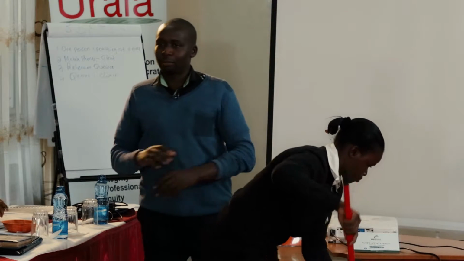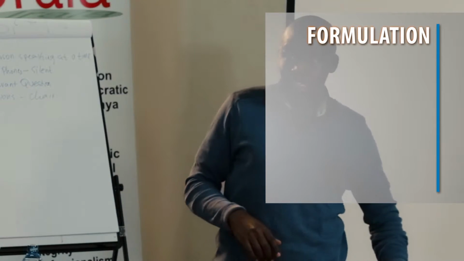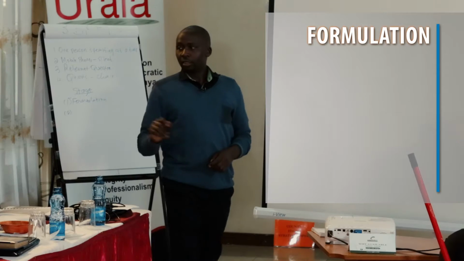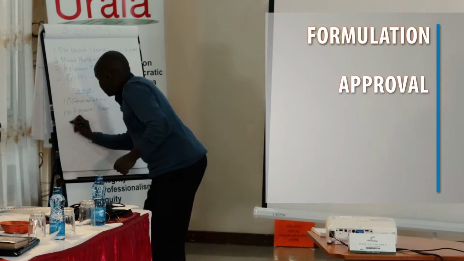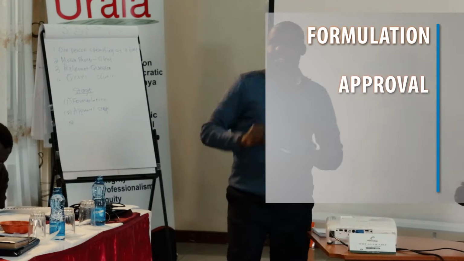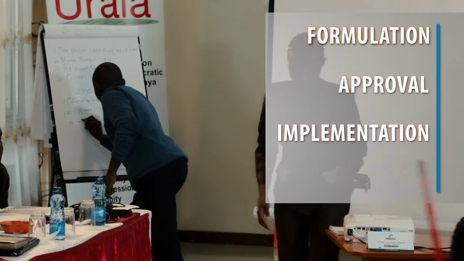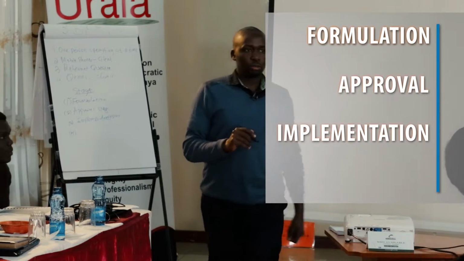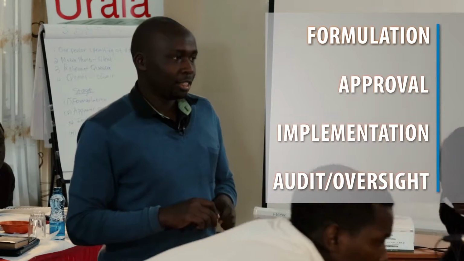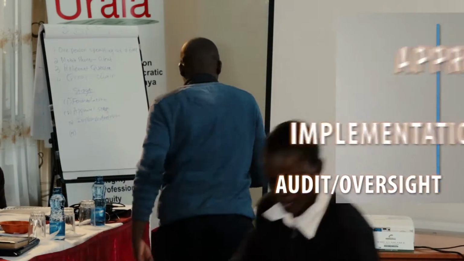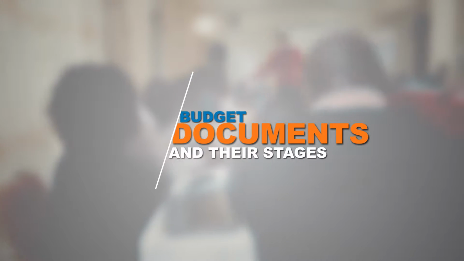What are the main stages of the budget process? Formulation stage, that is the first one. The second one, yes, Akinyi, approval. The third one, yes, implementation stage. And the final one, who wants to give it a try? Yes, audit stroke oversight.